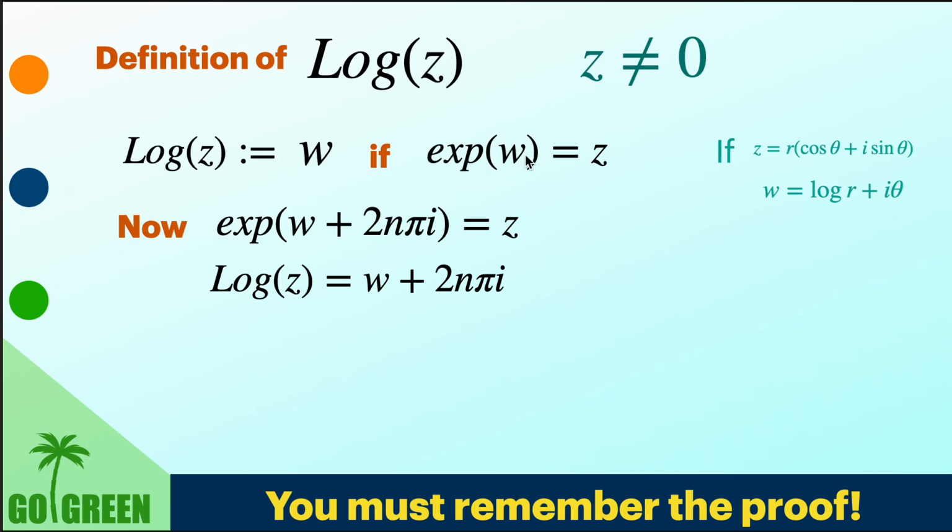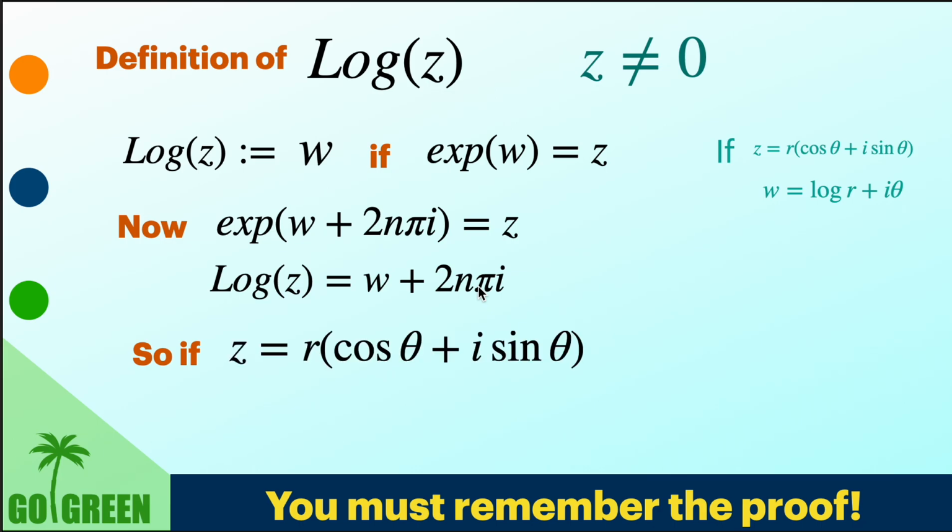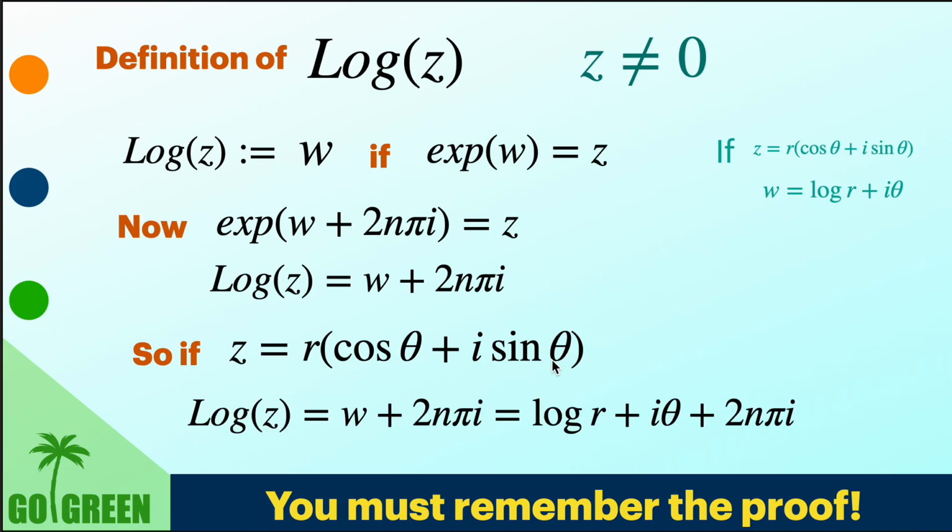If exponential of some number gives you z, then that number will be the logarithm of z. Now w plus 2nπi, all of them give z, therefore all of these are log z, and clearly log z is multi-valued. So if z equals r(cos θ plus i sin θ), if we write z in the polar form, then log z is w plus 2nπi, but w is log r plus iθ. So finally we get, log z is log r plus iθ plus 2nπi. And this is important.